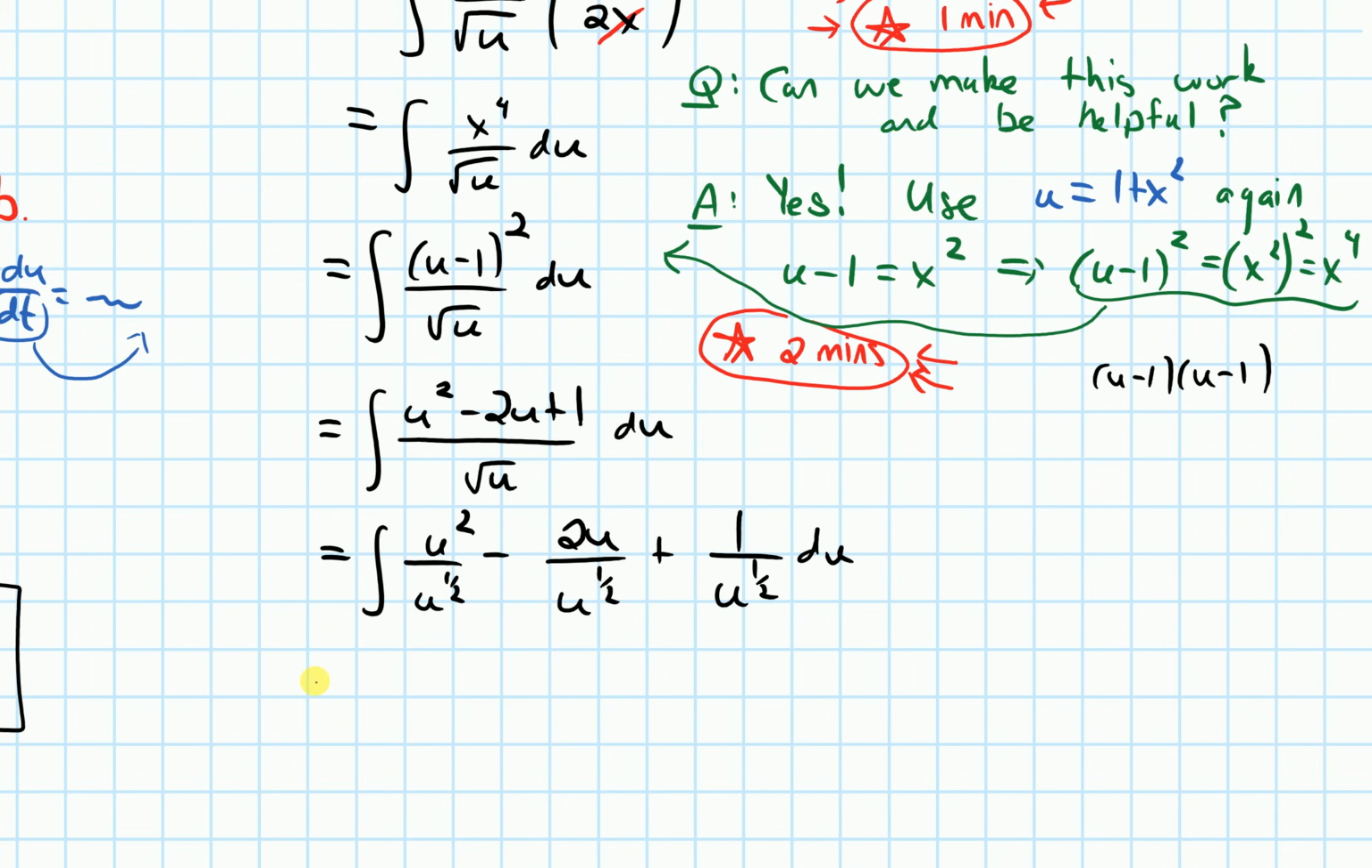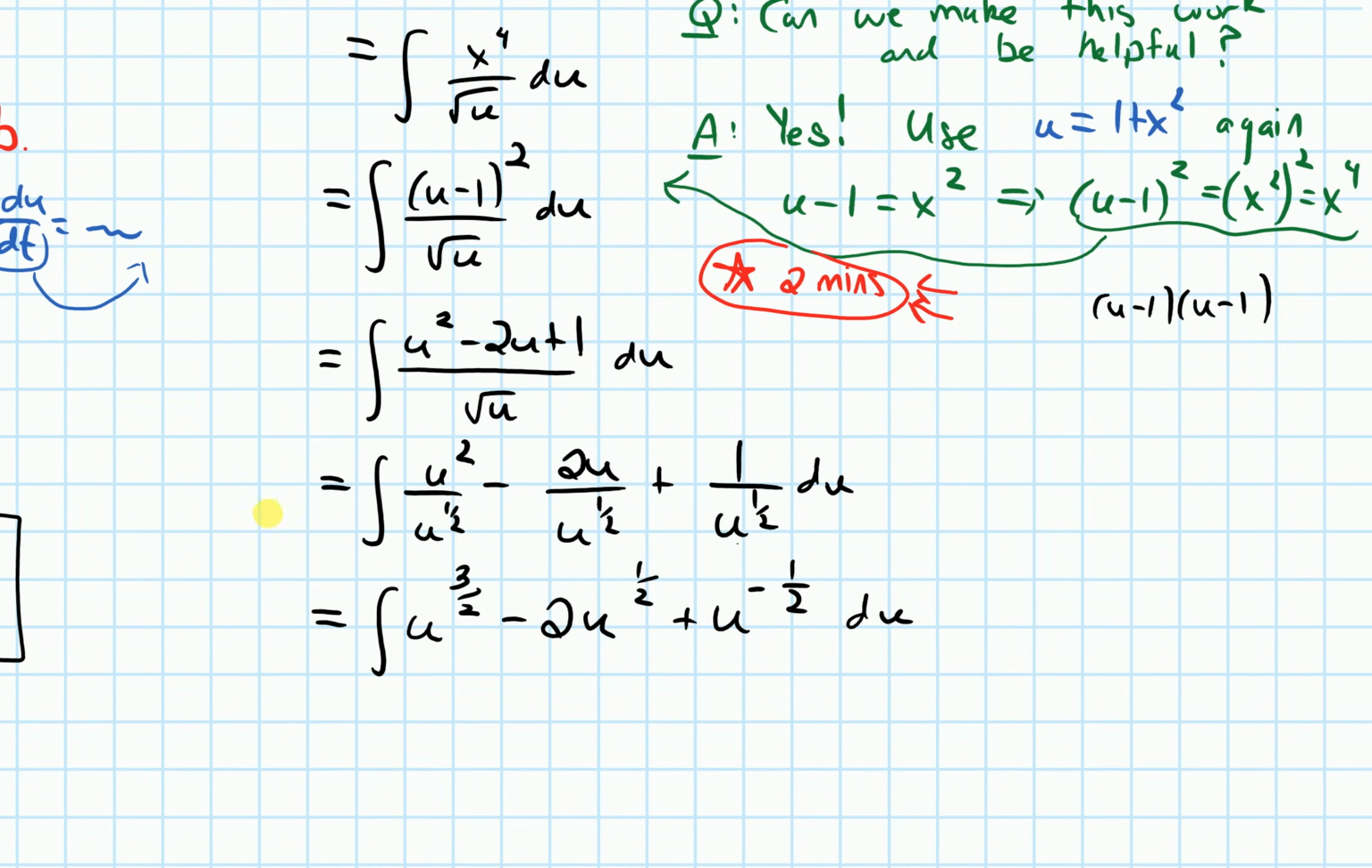Now I can simplify each fraction. u squared over u to the 1/2, that's an exponent property I need to use. I subtract the exponents. This is u to the 3/2. Next term would be minus 2 u to the 1/2. And the final term would be plus u to the negative 1/2 when I bring the term up to the numerator, du. Okay, so we've simplified them. Now we are ready.